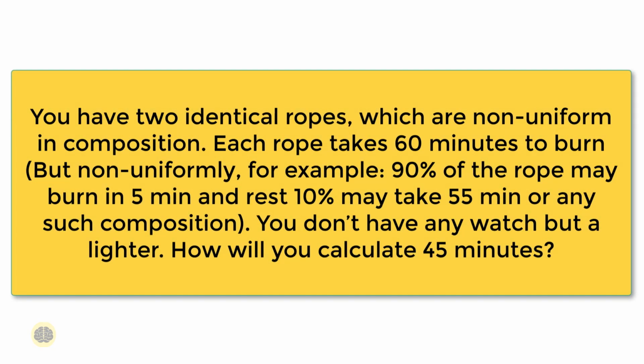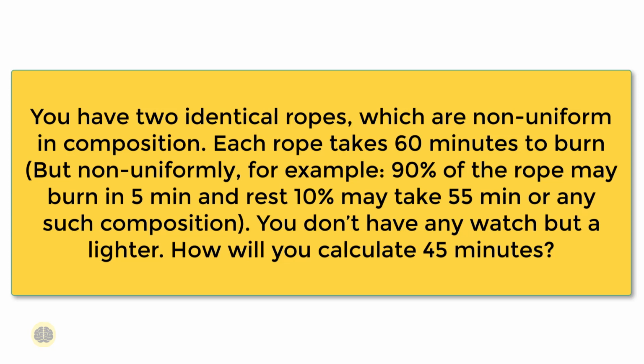Think that you have two identical ropes, which are non-uniform in composition. Each rope takes 60 minutes to burn, but the ropes are non-uniform, meaning 90% of the rope may burn in 5 minutes and the rest 10% may take 55 minutes, or any such composition. You don't have any watch but a lighter. How will you calculate 45 minutes?